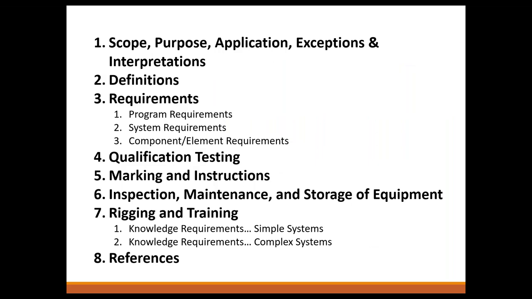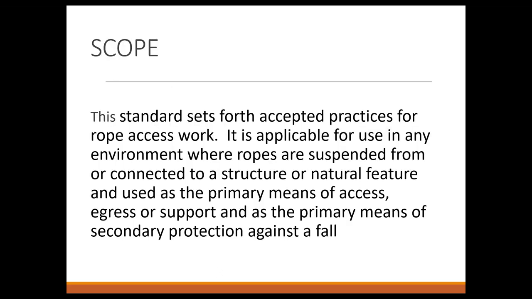Here's our table of contents. So you can see that in section 3, we have program requirements, system requirements, and component and element requirements. So all of those requirements are in this document. There's also testing in section 4, marking and instructions in section 5, inspection in section 6, rigging and training in section 7, and then references are in all the documents. But you can see that between sections 3 and 7, in the Z359 family of standards, they've got separate standards to deal with a great many of those things. And again, in this case, it's all combined into the one document.